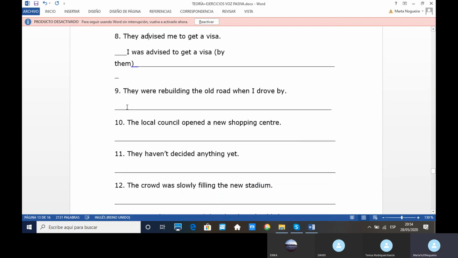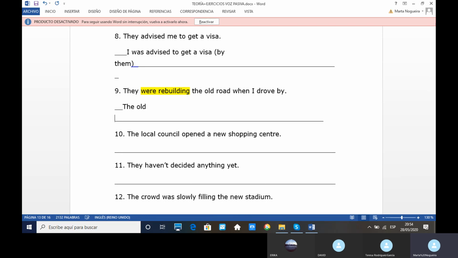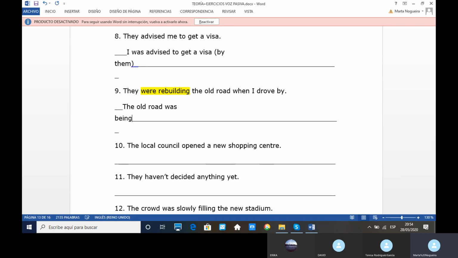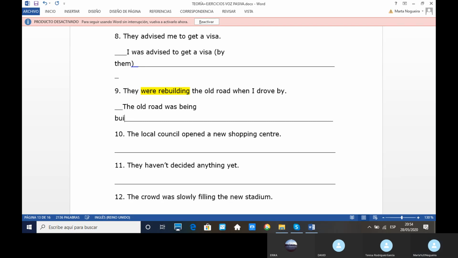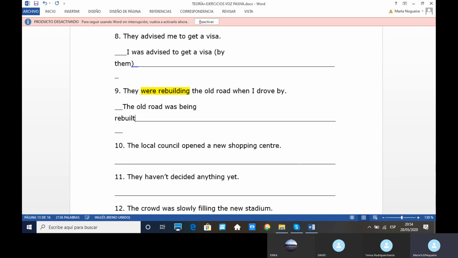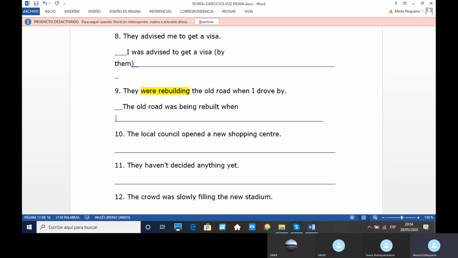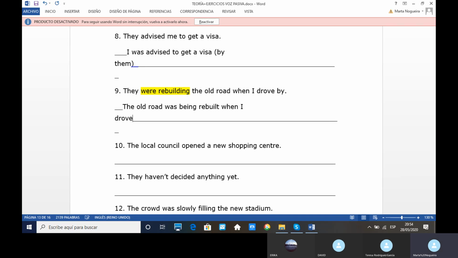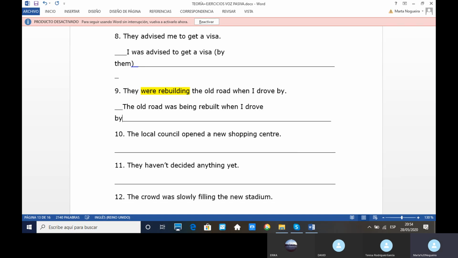Nine. They were building the old road when I drove by. They were rebuilding. Were rebuilding is past continuous. Okay. So the old road was being rebuilt. It was rebuilt when I drove by, lo dejo igual, when I drove by, y luego el "by them" no hace falta. A ver, ¿qué he hecho?